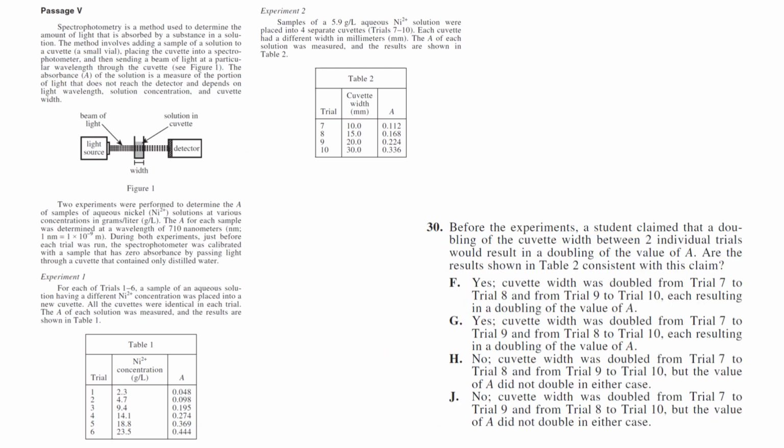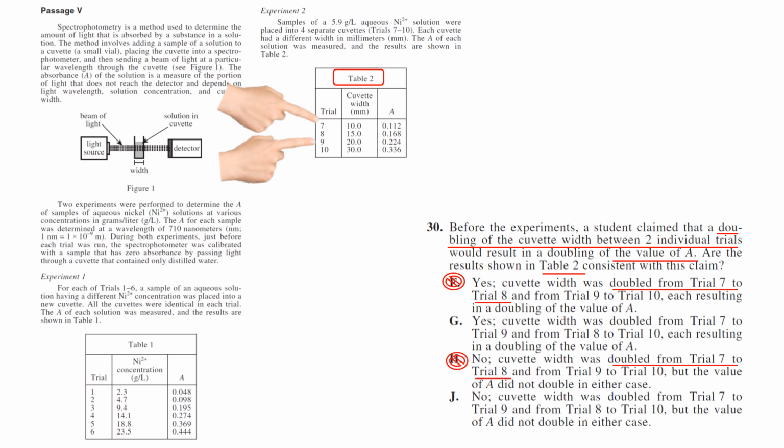Number 30. Before the experiment, a student claimed that doubling the cuvette width between 2 trials will result in doubling the value of A. Are the results in table 2 consistent? So we're looking at table 2, and we see between trials 7 and 9, the cuvette width goes from 10 to 20. Between 8 and 10, it goes from 15 to 30. So we can compare either of those two. Now, if nothing else, we can eliminate choices F and H, because choice F said the cuvette width doubled from trial 7 to 8, and it didn't. It goes from 10 to 15, so that's a no. So we get it down to a 50-50 chance if nothing else. Then we break it down.